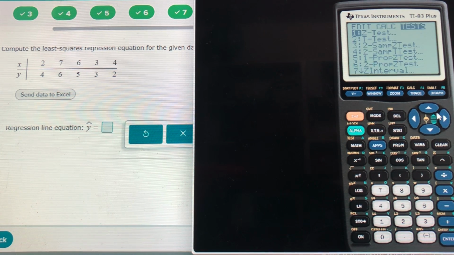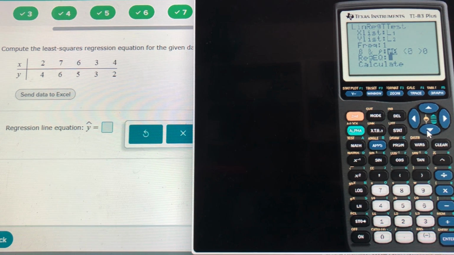Stat, Test, LinReg T-Test. This is your one-stop shopping. It does everything in Chapter 4. Go down to Calculate. Section 4.1 is going all the way to the bottom and getting this r value. Notice I got a larger one this time, 0.686. That's at least in the moderate range, between 0.5 and 0.8. At least it's not weak.